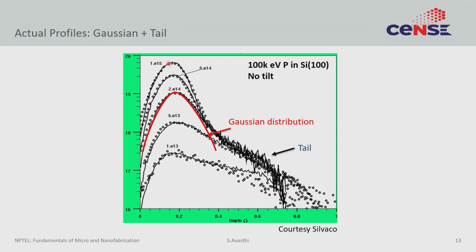So, here is a profile that you can simulate, say, for 1 into 10 to the power 15 dose and 100 keV phosphorus implant in silicon 100. And initially it will show you some sort of Gaussian profile, and then because of channeling you will start seeing this tail, right. The open circles are actual data. So, you can see that the simulator does a fairly good job of predicting what the actual profile is going to look like. And you see such a tail at a range of concentration gradients. So, even it's a range of dosages. So, at high dosages you see the tail, at low dosages you will also see the tail.